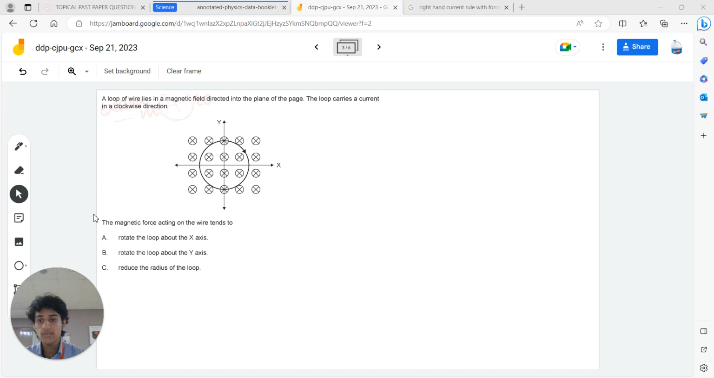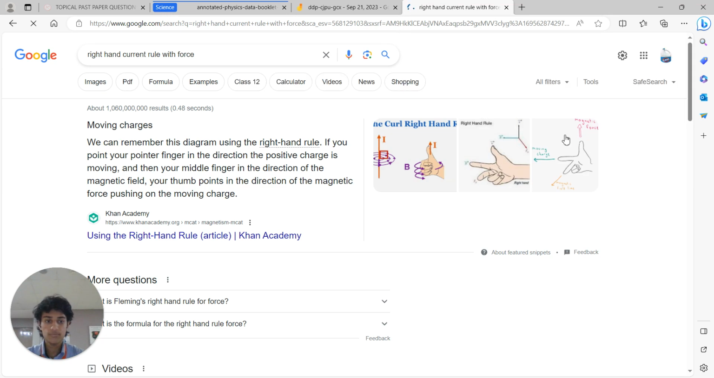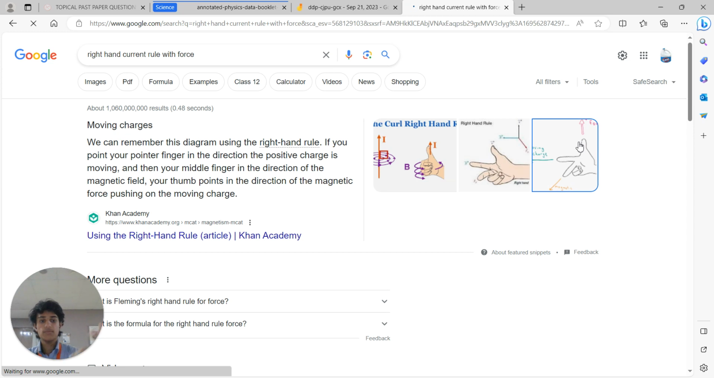Okay, so in this question, you have a magnetic field and a current. So you would need to use your right hand rule for a wire in a magnetic field. You can see on my hand, if I show you here: your thumb is the force, your middle finger is the magnetic field, and your index finger is the direction of the current.